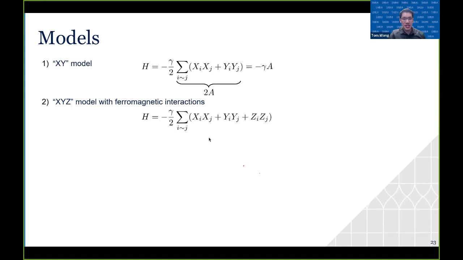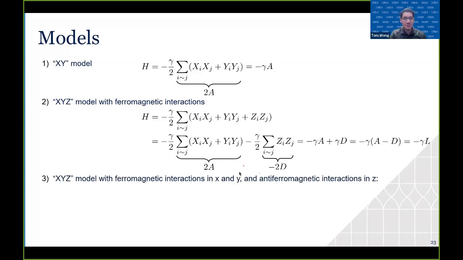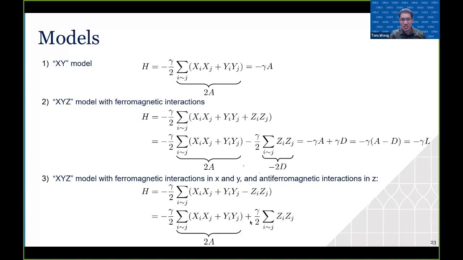For the XYZ model, this first term again is twice the adjacency matrix, and this term now is minus twice the degree matrix. So we substitute those in, we get minus gamma times the adjacency matrix plus gamma times the degree matrix. Factoring out minus gamma, we get minus gamma times A minus D, which is minus gamma times the standard Laplacian. So this is our Laplacian quantum walk. And then this third model that we're introducing in this paper, we're flipping the sign of this term. So we end up getting A plus D. So this is minus gamma times Q.